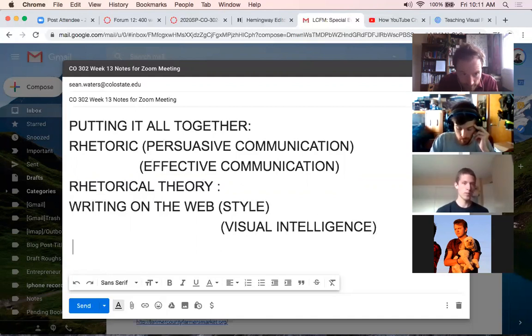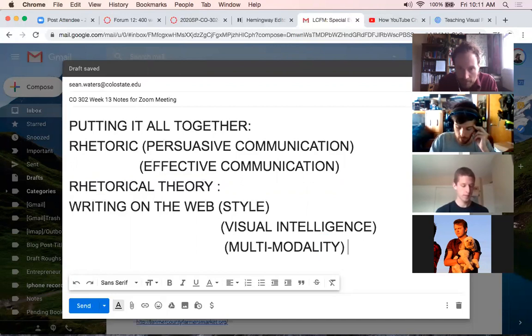and multimodality. So again, one of the things that this course emphasizes is that we have multiple modes to communicate in. Multimodality, primarily visual, audio, and alphabetic text. And there's a good argument that alphabetic text is actually a pretty weak way to communicate.